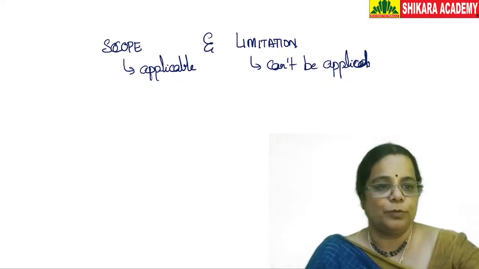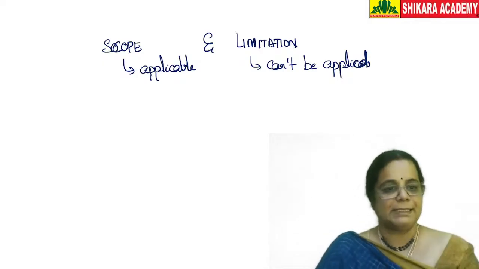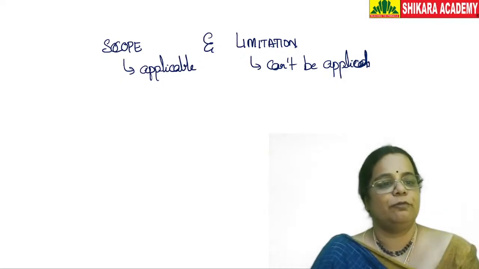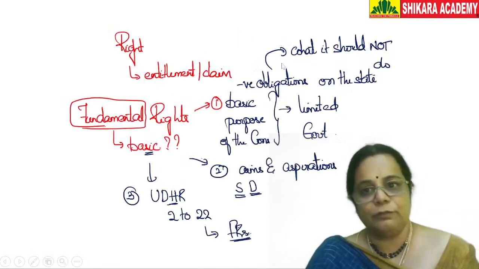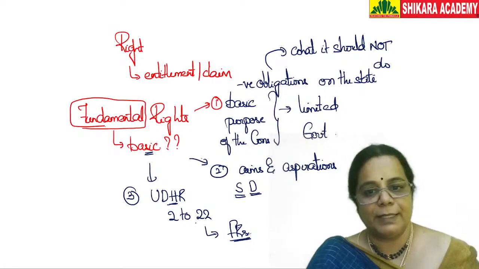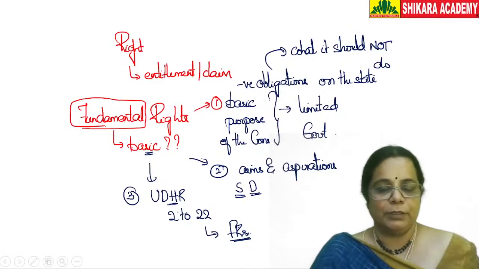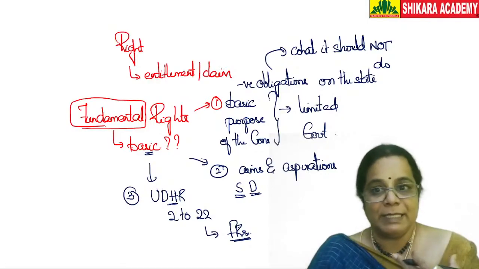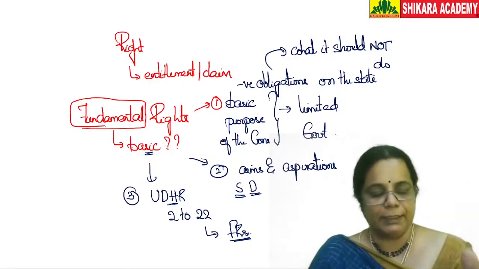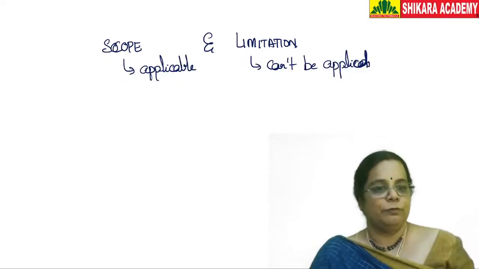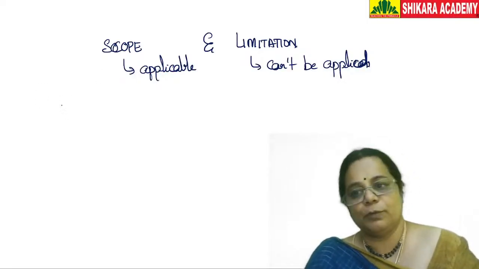Now, what is the scope of fundamental rights? I have already explained part of it: the scope of fundamental rights covers basic human rights. It is very, very important because it ensures that the basic purpose of the constitution is fulfilled. It limits the power of government. We move further and understand the scope of fundamental rights.